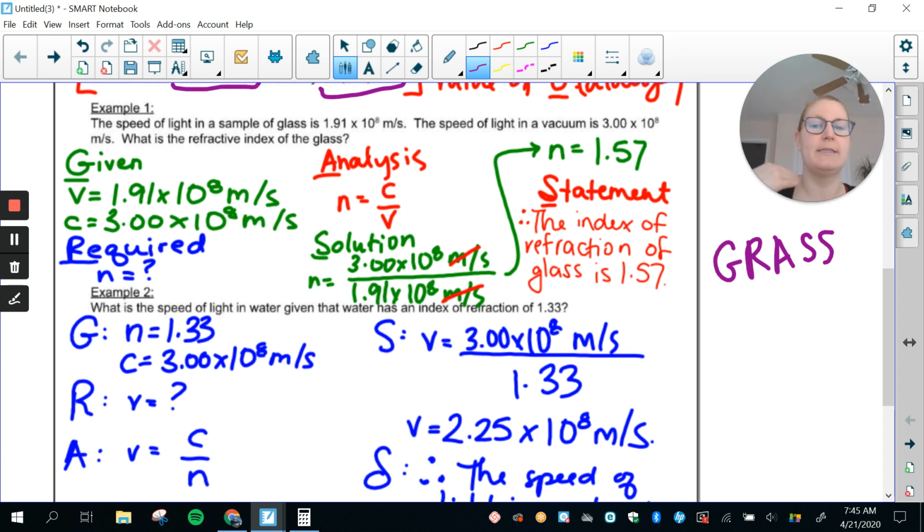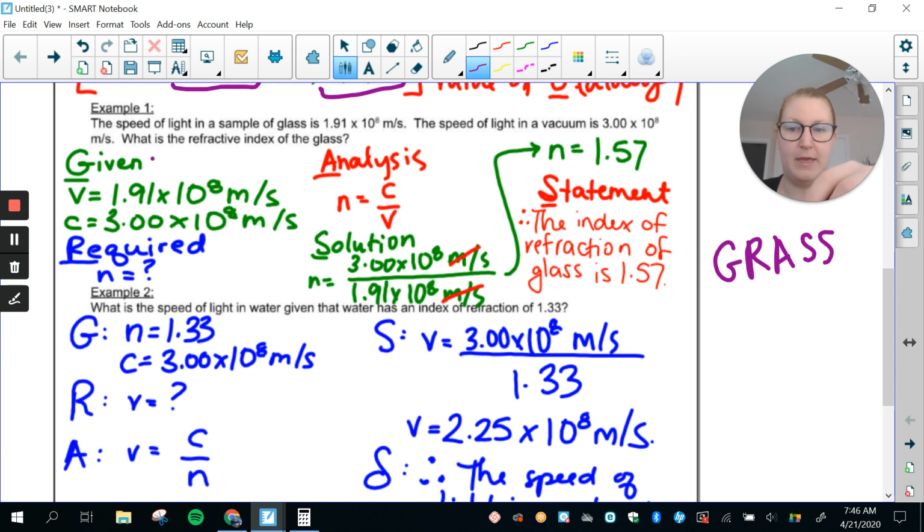GRASS is essentially just the steps that we take when we're approaching a math style question. So I've mentioned it over here. G is that we list out what's given to us in the question. As I mentioned, the C is always the same number, so that's always a given. What might change, and in this case, we've been given the speed of light in a sample of glass. So that would be V equals to whatever that number is. So here I'm just listing out the givens.